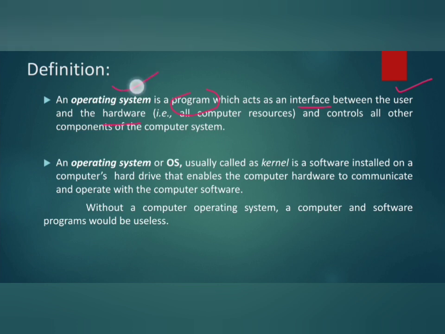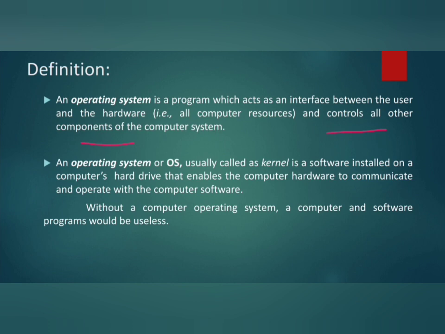So operating system is the one which acts as an interface which takes our instruction and gives us the fruitful output. So it is an interface between the user, that is us, and the hardware of all the computer resources, like whatever hardware is attached with the computer, say it printer or scanner or any other hardware, and controls all other components of the computer system. That means it not only acts as an interface, but it also controls all other components, be it hardware or software, whatever components is within the computer or attached with the computer, it controls everything.